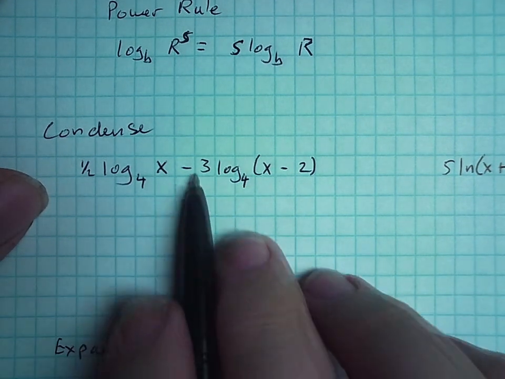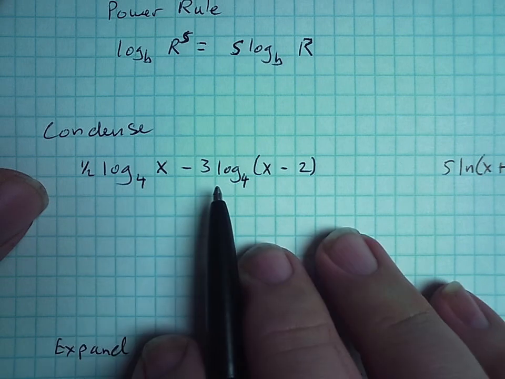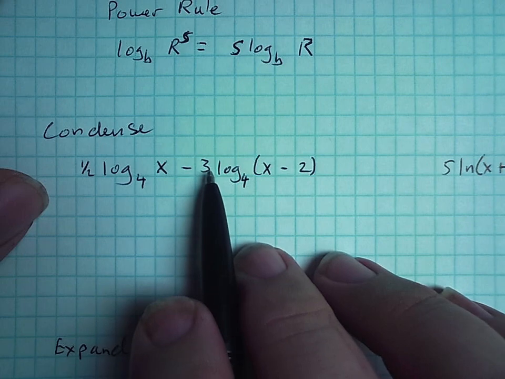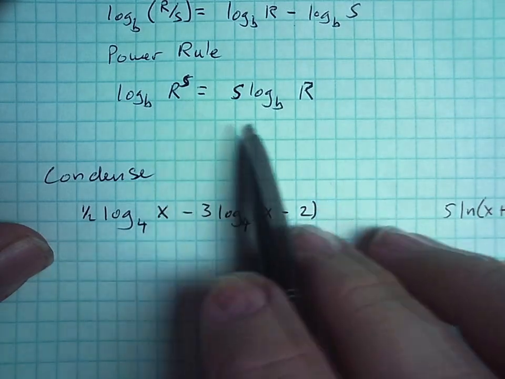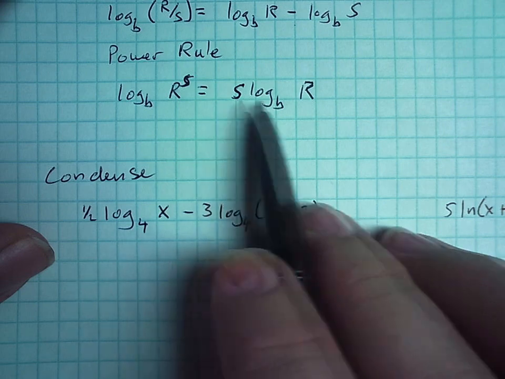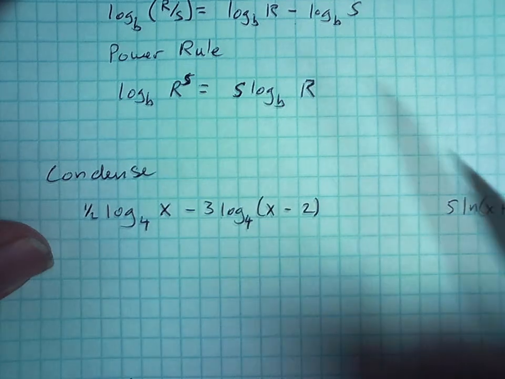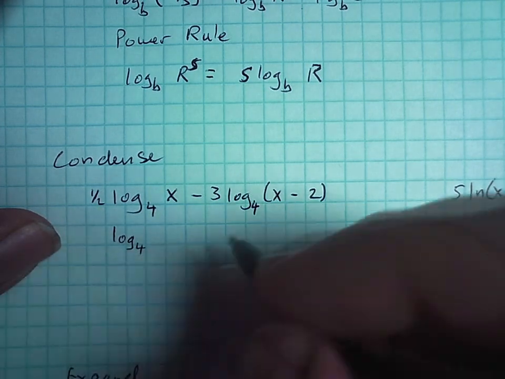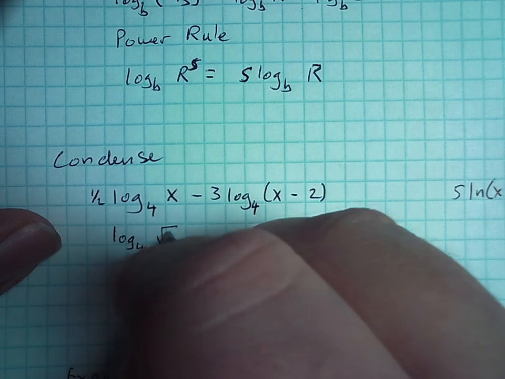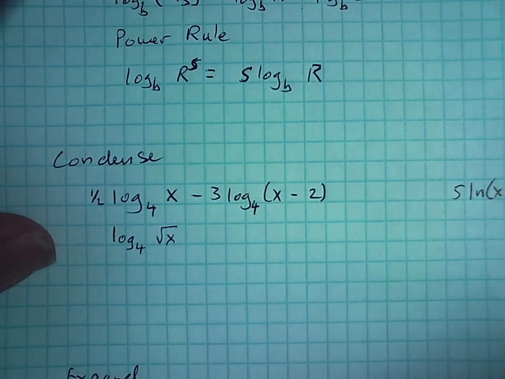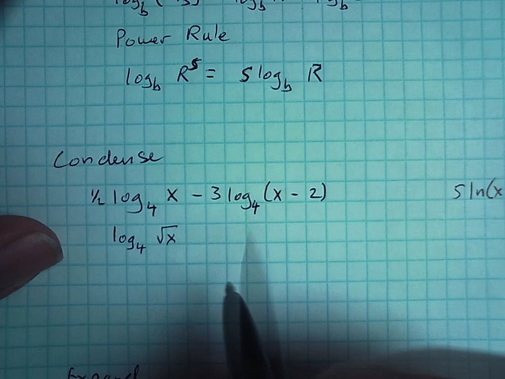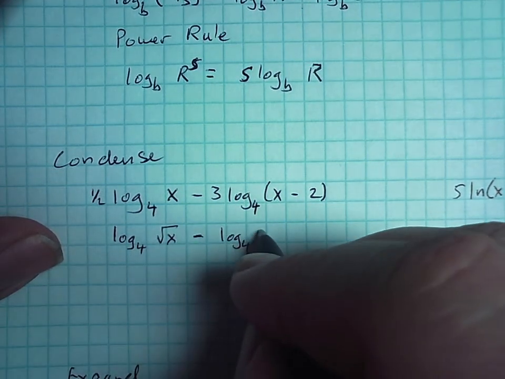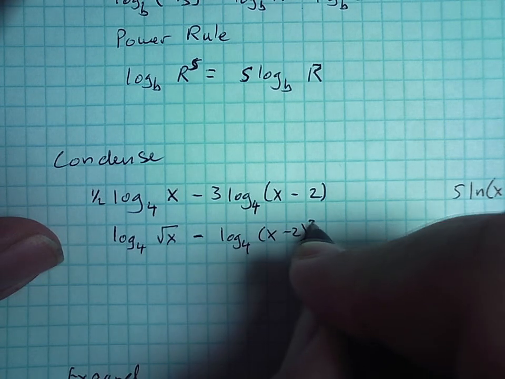So the first thing I note is the subtraction here, which means eventually I'm going to produce a fraction with these insides. But I can't do that while there's coefficients. So I have to deal with the coefficients first, and that's where the power rule comes into play. I can take these coefficients in front of my logarithms and turn them into powers. So this becomes log base 4 of x to the 1/2 power, which, in case you have forgotten, is the square root of x. You could write x to the 1/2 power. Square root of x is probably easier to write. Here the 3 becomes a power, so this is log base 4 of x minus 2 to the 3rd power.